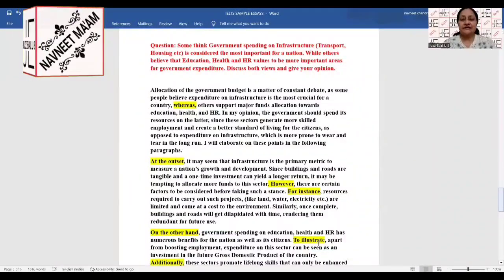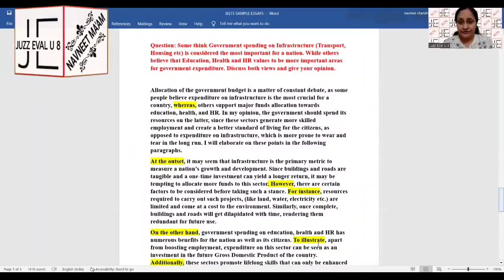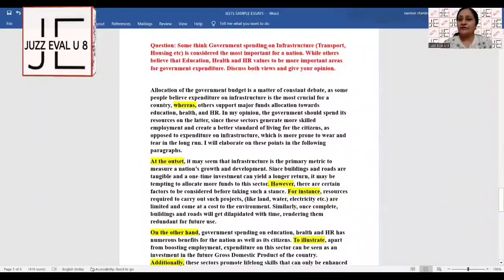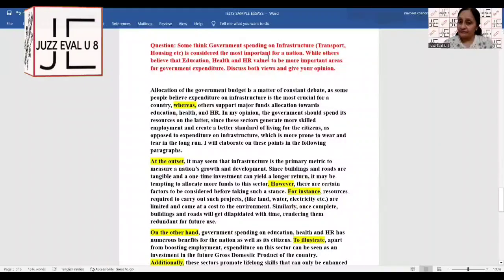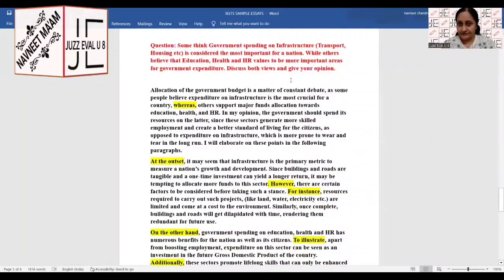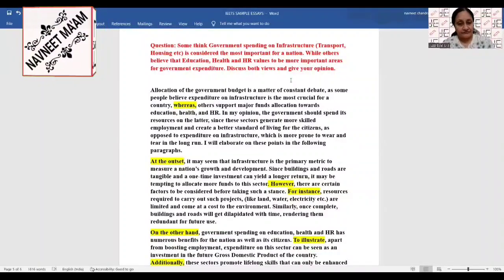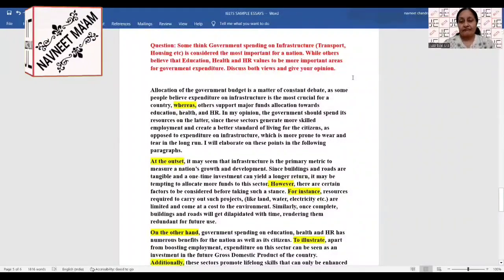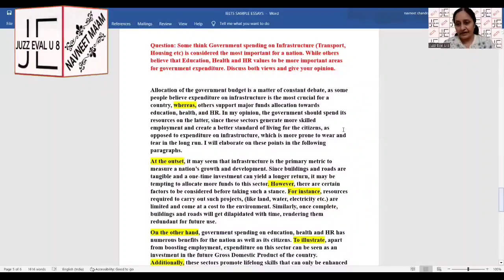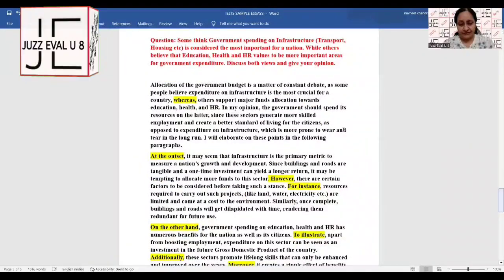Okay, so let's discuss another question where again you have to discuss two views and also give your opinion on that. The question is, some think government spending on infrastructure is considered the most important for a nation, while others believe that education, health, and similar values are more important for government expenditure. You have to discuss both views and give your opinion. So this is like the earlier essay. Discuss both, give your opinion in the introductory paragraph as well as in the conclusion. So go through this essay and read carefully.